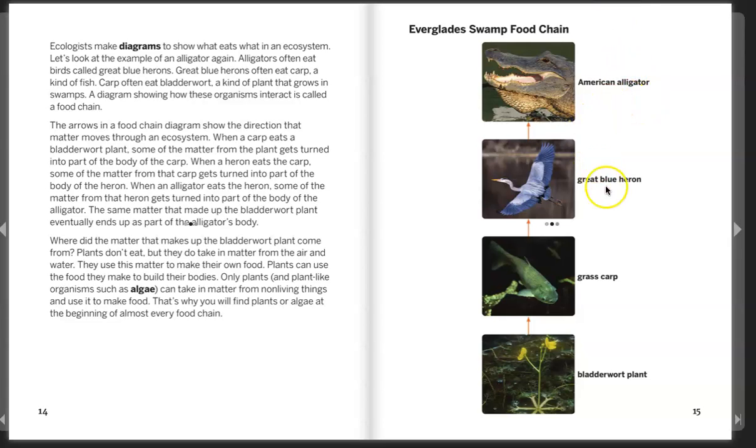American alligator, great blue heron, grass carp, bladderwort plant. Notice the direction of the arrows in this diagram.